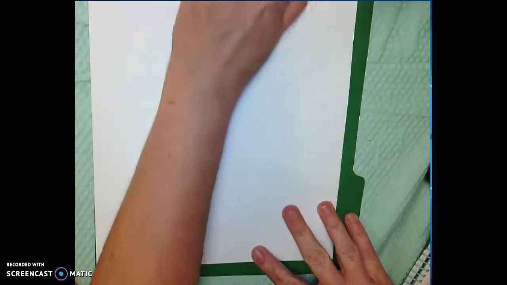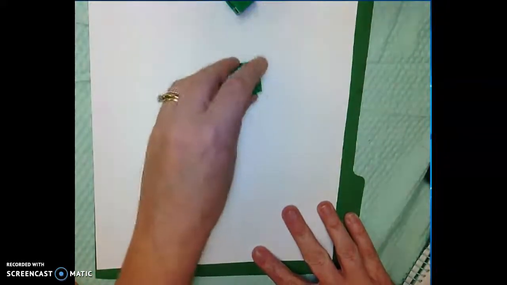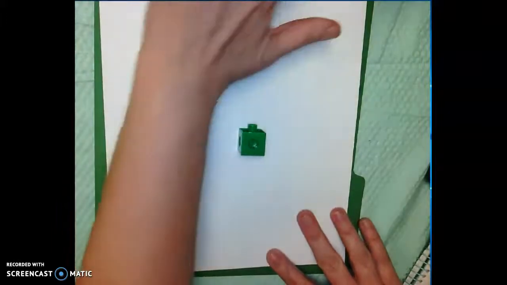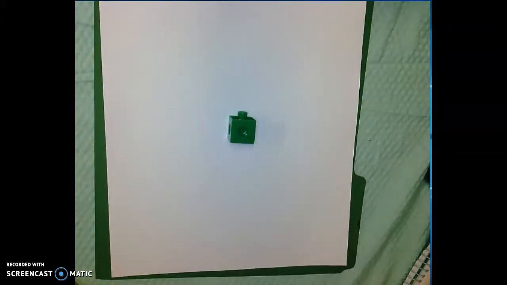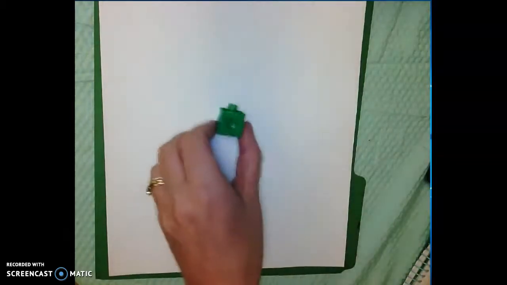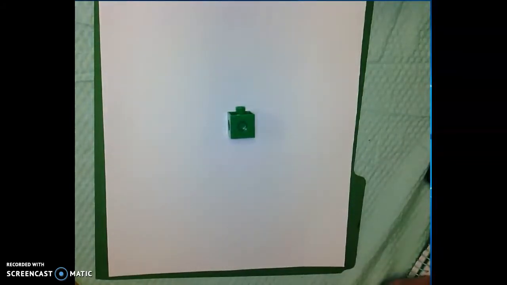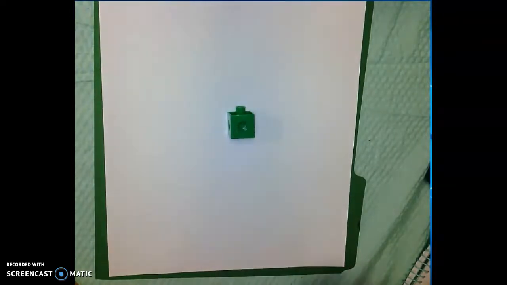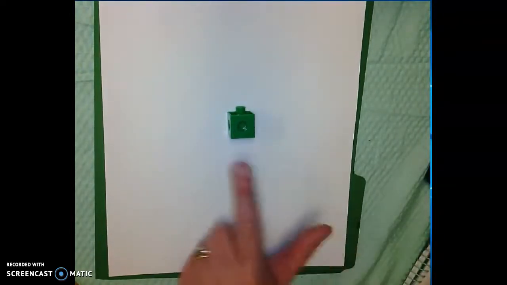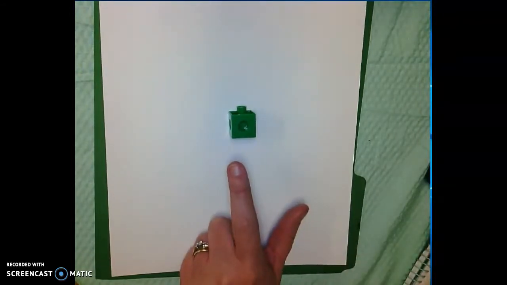Okay, we're going to start out with this first cube. Now this first cube, we're going to call it a single tower, okay? It is one floor high. When you think about a tower and you think about the different floors, the different levels, this tower is one floor high. Each side of this tower has a window.